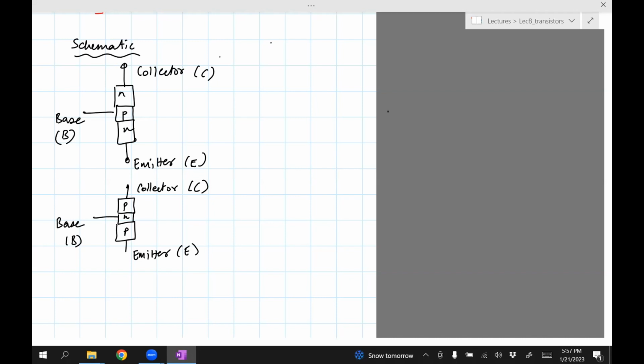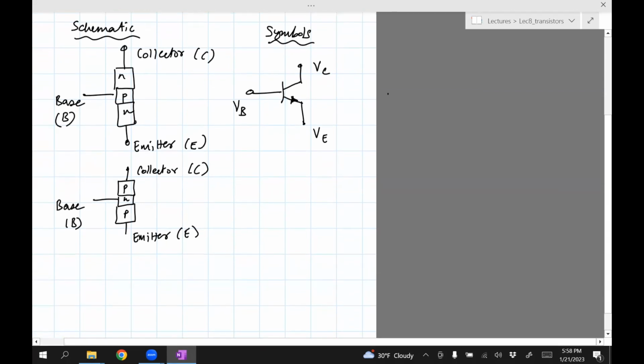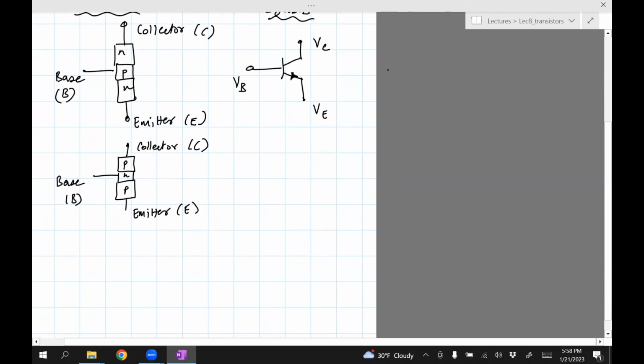The circuit symbols for these are as follows. Here first is the NPN. The VB indicates the base, VC the collector, and VE the emitter. Now, how you distinguish the collector from the emitter is that you would put an arrow showing the direction of the current for the NPN. Okay. Similarly, we can do a diagram for the PNP.